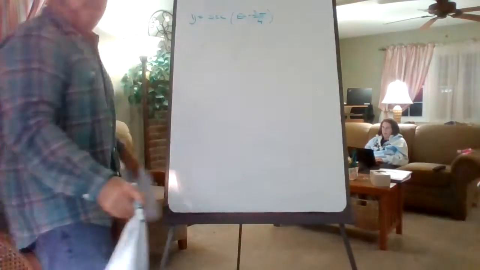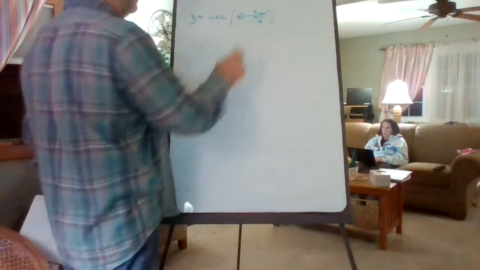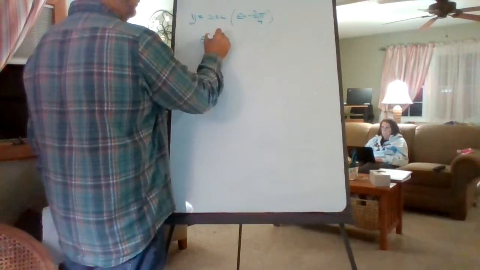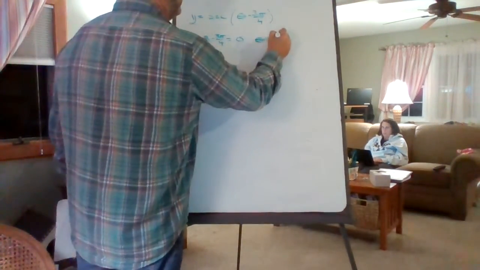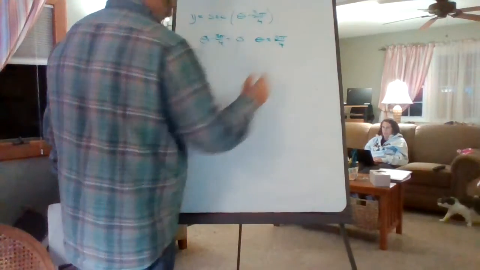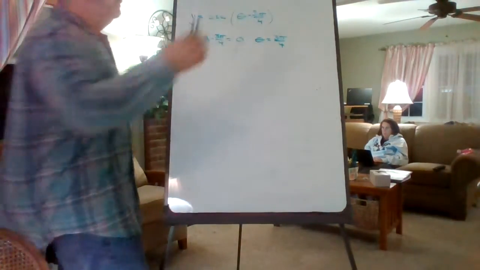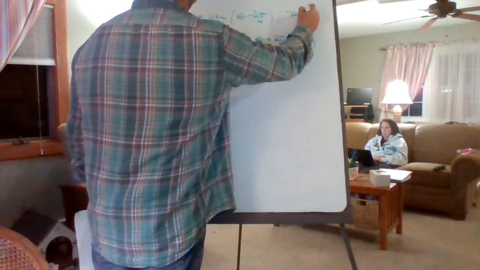All right, so now basically what we have is parentheses, which means we've got a horizontal shift. So we take theta minus 3 pi over 4, set it equal to 0. Theta equals 3 pi over 4, so that's our left endpoint. Theta has no coefficient, so that means the period is 2 pi again.